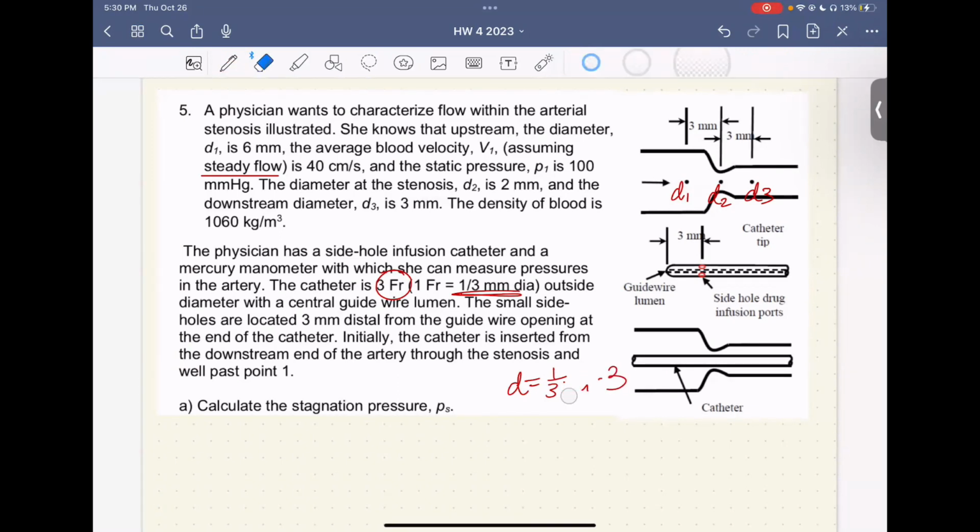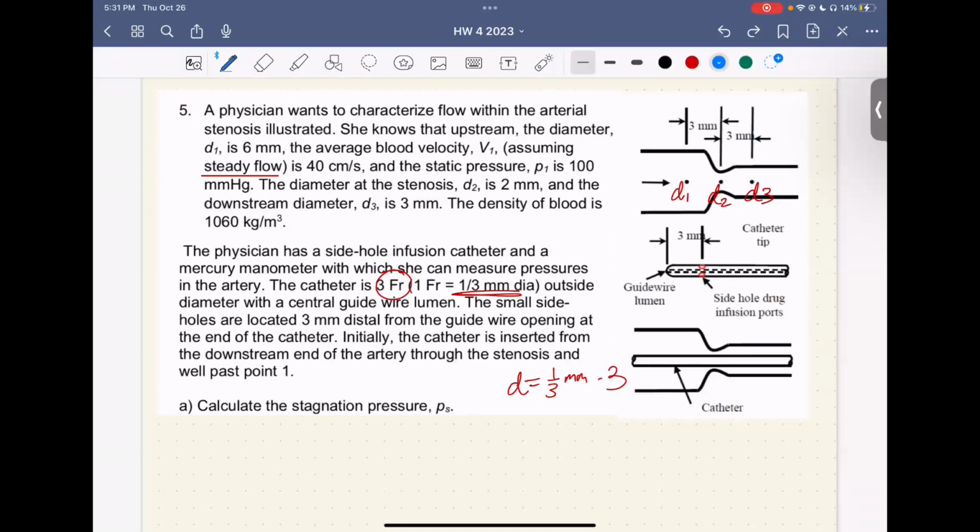Sorry, 1/3 millimeters. There we go. And then we have a central guide wire lumen, which is right here in the middle. Then we have the small side holes located 3 millimeters distal from the guide wire opening at the end of the catheter, and that's just right over here. So that's not too relevant for this first part of the question, but let's keep going.